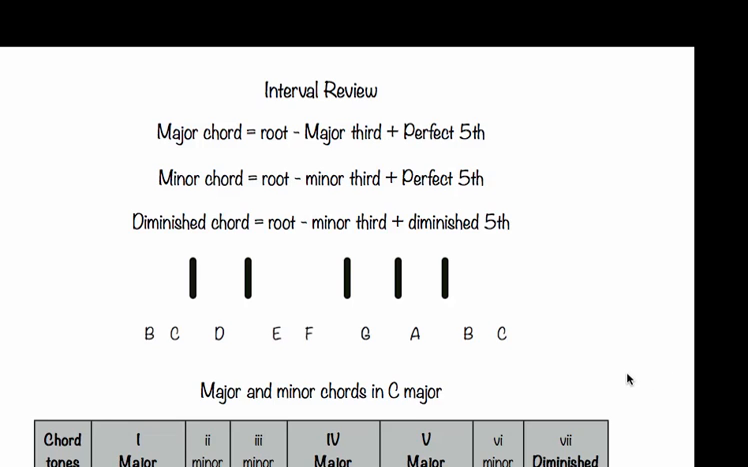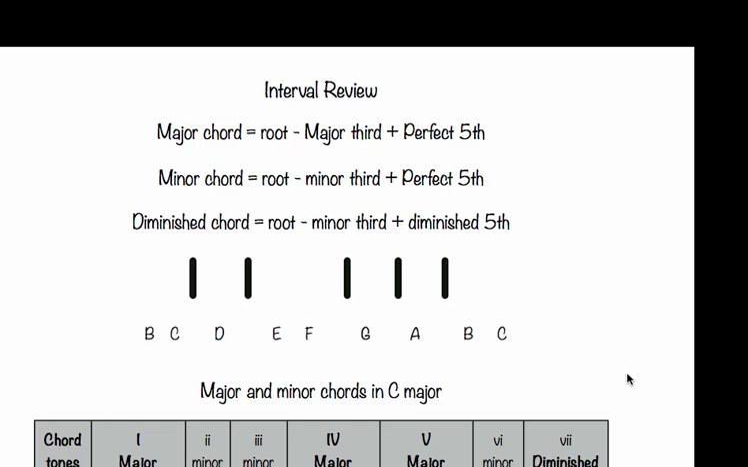Now we're going to talk about chords. Chords are made up of 3 tones, what we call a root, a third, and a fifth. The root is the foundation note, the basis of the chord. So if we're talking about a C chord, the lowest note of that chord would be a C, and that would constitute the root of the chord.